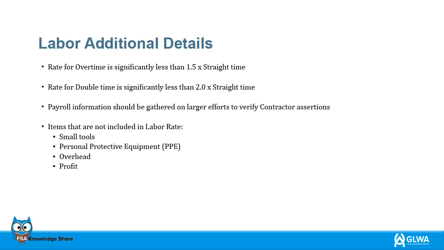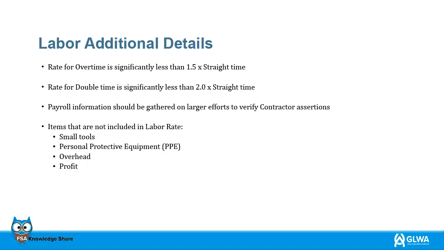A common misconception is for overtime and double time rates to be simply multiplied by 1.5 and 2 respectively. However, did you know that the rate for overtime is significantly less than 1.5 multiplied by straight time, and the rate for double time is significantly less than 2.0 multiplied by straight time?